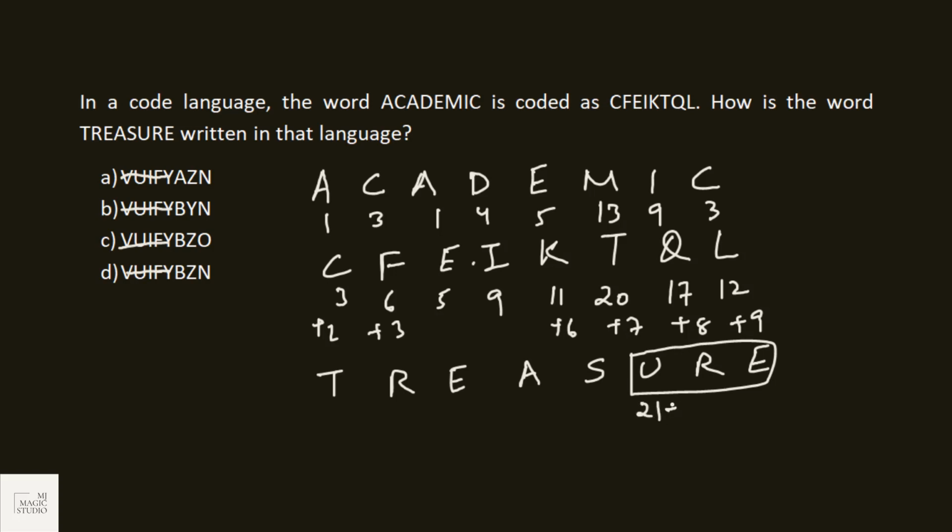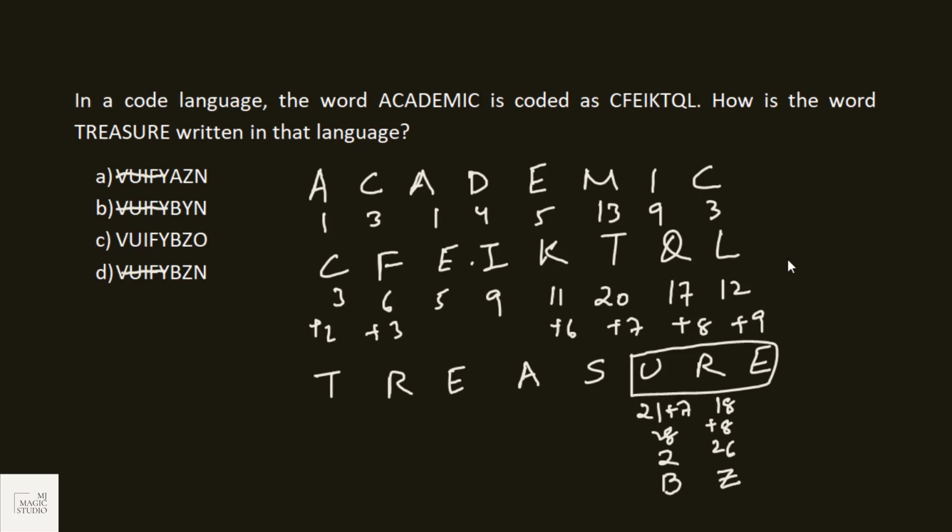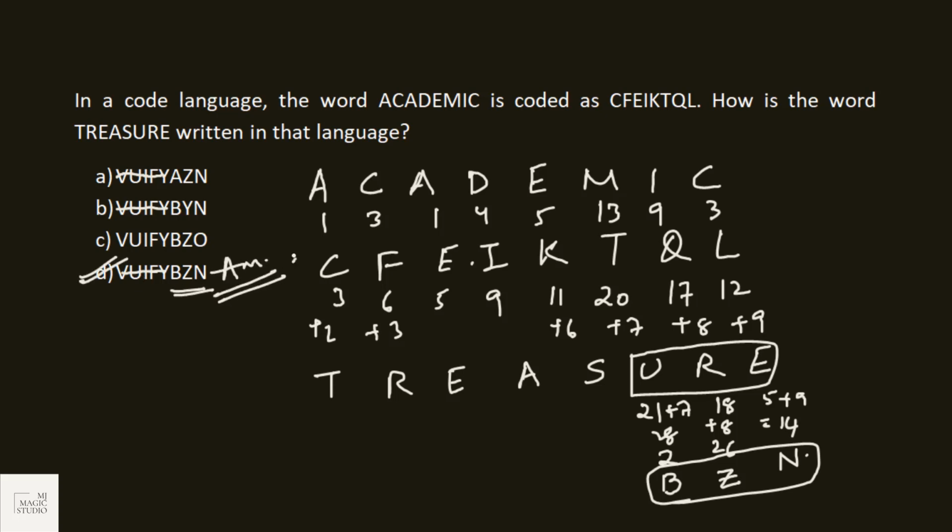Okay, so U is 21, plus 7 is 28, divided by 26. That means in the second cycle of the English alphabet, we'll get 2. And the second one is B. R is 18, 18 plus 8 is 26, we should get a Z. Now E is 5, 5 plus 9 is 14, and the 14th alphabet is N. So it is BZN, and BZN we are getting in option D. Option D is the pick.